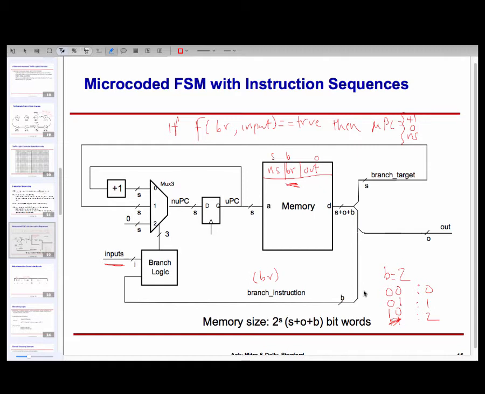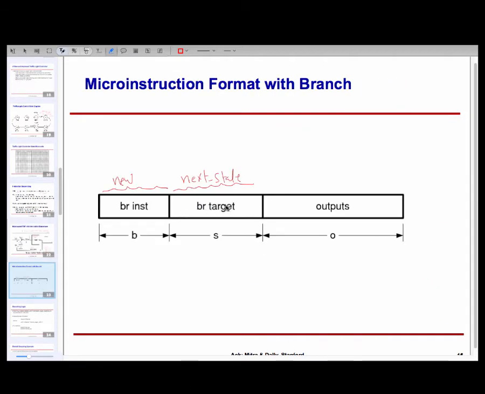If I want to go to the numerically next state, what would the branch field be? It would be 0 0. And then finally, if I want to jump to a random location, let's say address 10, so next state is 10, what would I do? BR is going to be 0 1 because I want to select the middle one, and I'll have to put 10 in the branch target.